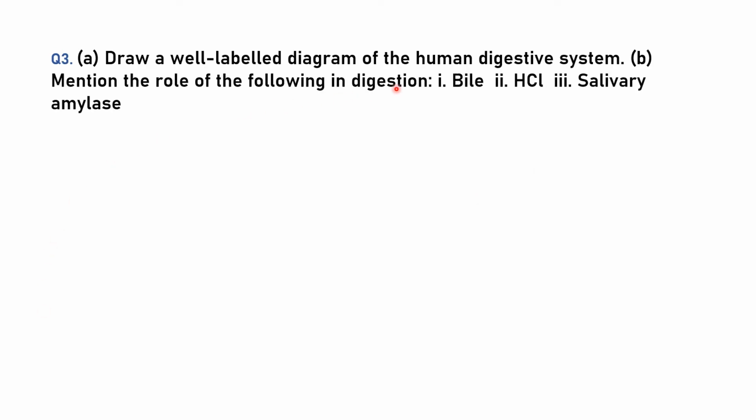Draw the well-labeled diagram of the human digestive system. Mention the role of the following in digestion. So you need to draw a well-labeled diagram of the digestive system, and you have to mention the role of bile, HCl and salivary amylase. So I'll try to draw a diagram of the digestive system.